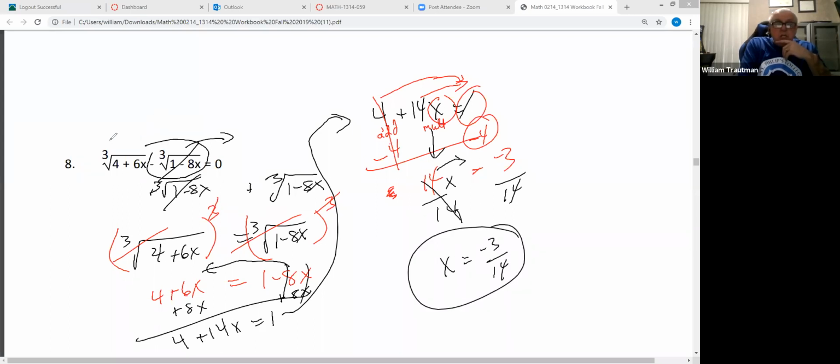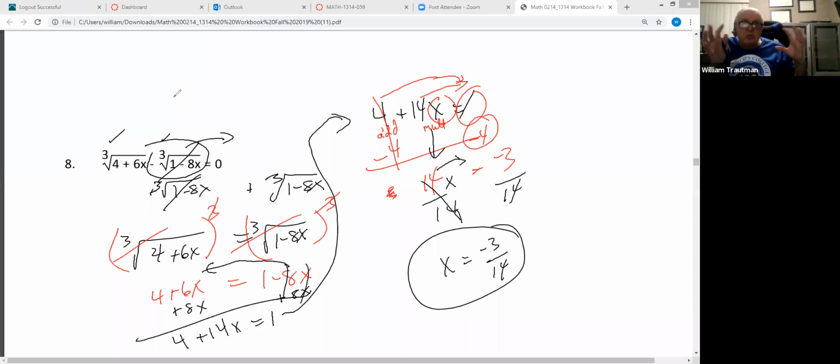By the way, on odd roots, you're allowed to have negative numbers, so when you plug that in, it's going to work. Only on even roots you have to check. Square roots, fourth roots, sixth roots. All square roots you have to check your answer. All fourth roots you have to check your answer. Third roots you don't have to check your answer. Whatever you get, that is the answer, hopefully, if you did all the work right.